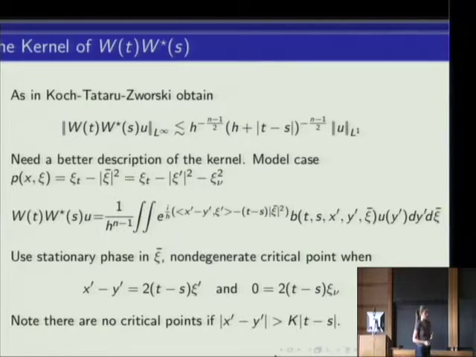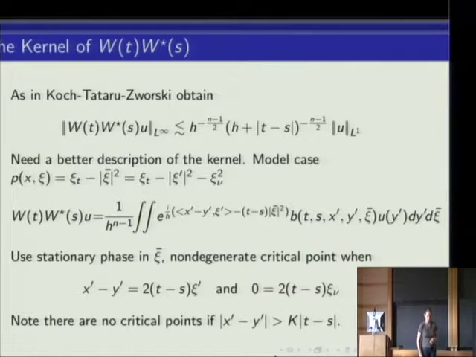So firstly, we're going to integrate in xi bar, and we're going to use stationary phase. So we need to determine where the critical points are. And just from a direct calculation, they are where x dash minus y dash is equal to 2(t minus s) xi dash, and where xi nu is equal to 0. And they're non-degenerate critical points too, so long as t minus s is not 0. Now, the other thing this equation gives us is that if x minus y is too large, there are no critical points, and then we'll be able to just integrate by parts several times and get some good estimates.